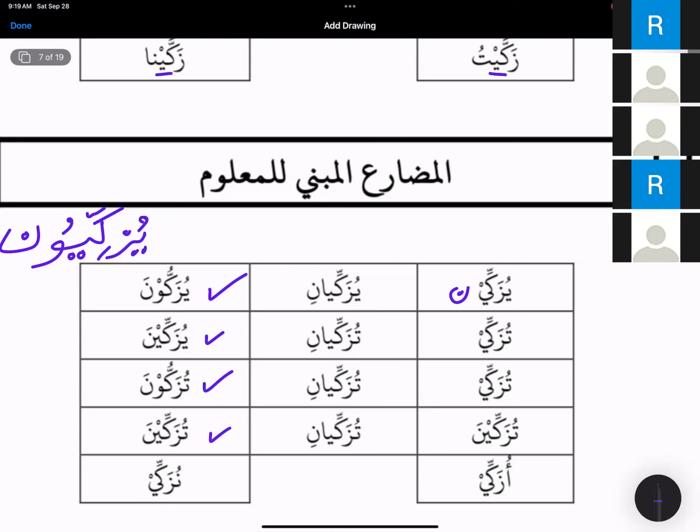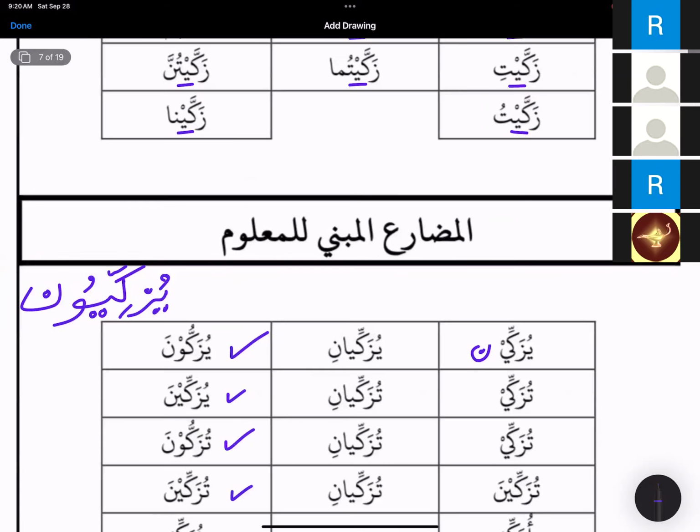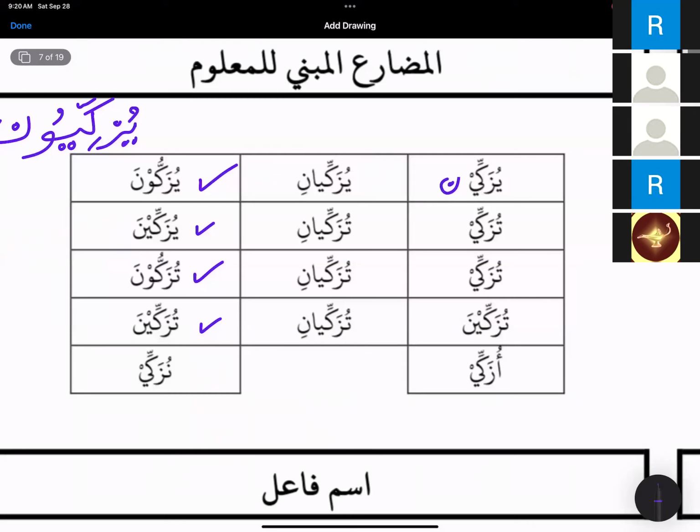And then Uzaki, Nuzaki. It's not hard, right? Tuzakina, there are two similar, right? Tuzakina and Tuzakina. So Anti and Antunna are the same. The Dhamma goes with the wow and the kasra with the ya. Yuzakuna and then Yuzakina. Yeah, exactly. So Hum and Antum, they have Una, right? And Hunna and Antunna, and plus now we're going to add Anti as well. They are Ina, Tuzakina. Yeah, they're the same.